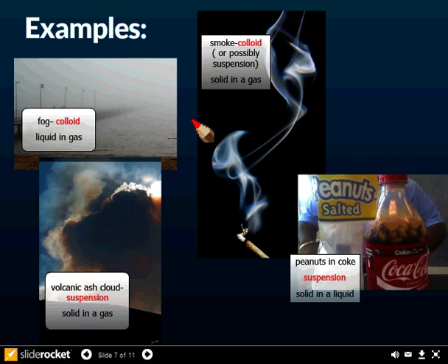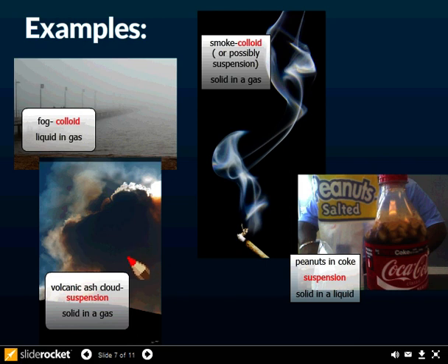Smoke is also a colloid. You have small particles here that stay suspended in the air, and so that would also be a colloid. Again, both of these would have a positive Tyndall effect. And both of these you would not be able to filter out the particles.